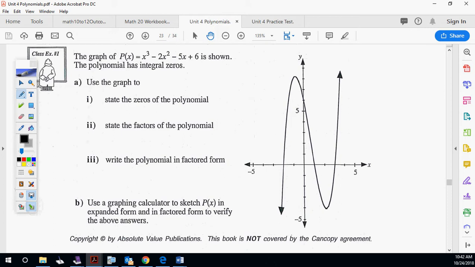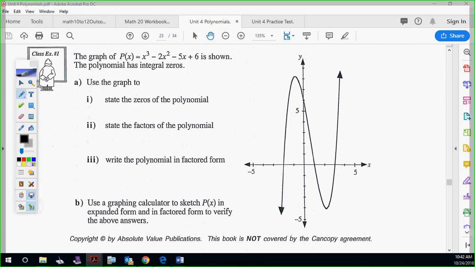We have x cubed minus 2x squared minus 5x plus 6 shown. The polynomial has integral zeros. So we can see 1, 2, it's got 3, so that's nice for a cubic. State the zeros. The zeros give some nice even ones: -2, 1, and 2. Oh, 3. Oh, thank you. Yeah, told you I'd be off today. So we have -2, 1, and 3. Thank you.